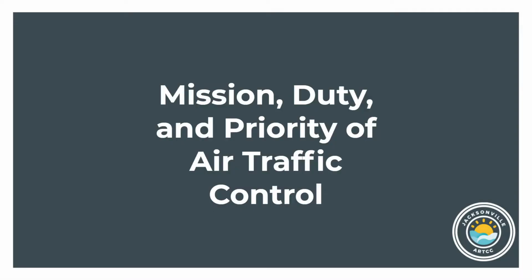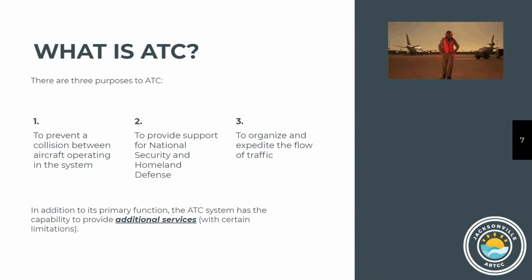What is the mission, duty, and priority of the air traffic controller? Now, this is all going to be in 2-1-1 through 2-1-3 of the .65. So it's right at the top, which shows you how important this information is. Number one is to prevent a collision between aircraft operating in the system. That's always your number one priority, above any other task you need to do.